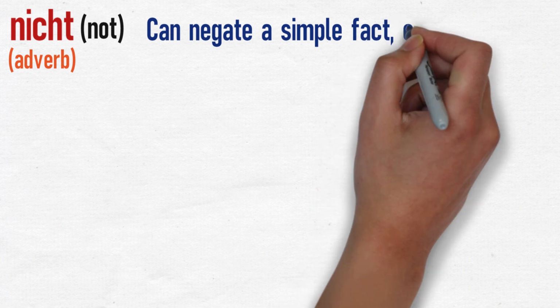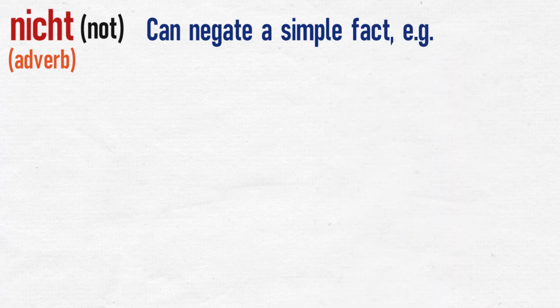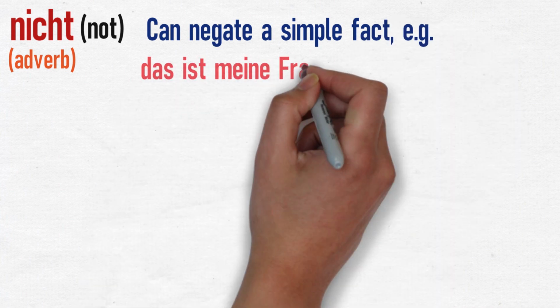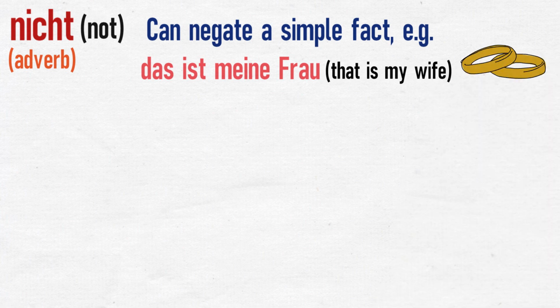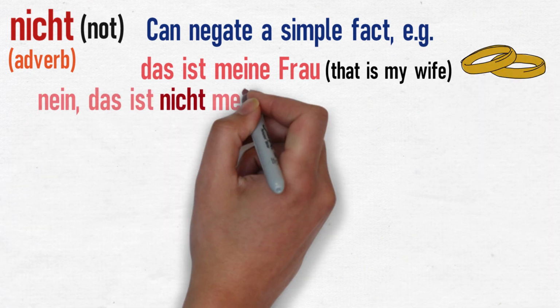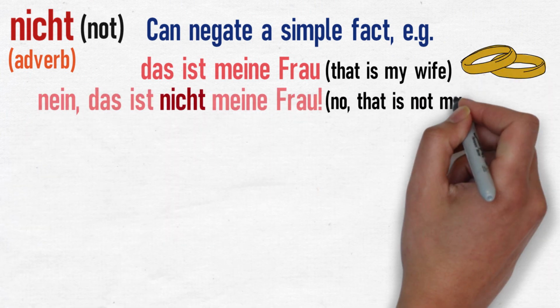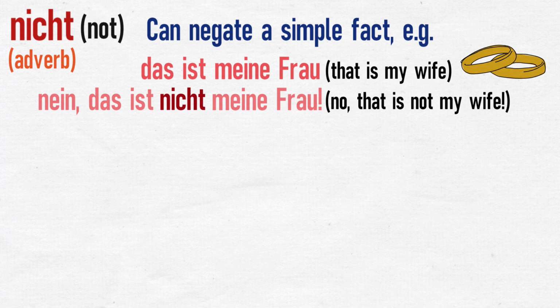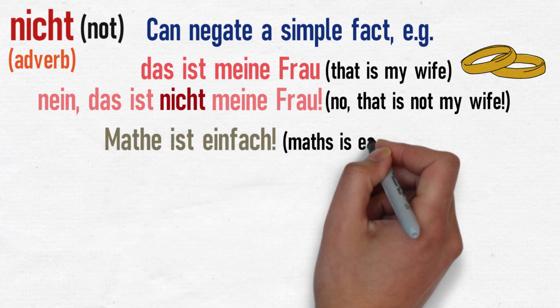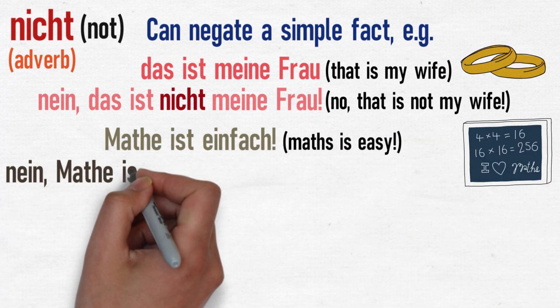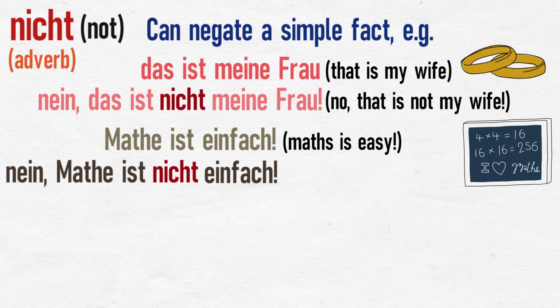Nicht is an adverb, which means it describes a verb, but it can also be used to negate a simple fact, and we'll look at this usage first. Das ist meine Frau. That is my wife. Nein, das ist nicht meine Frau. No, that is not my wife. Mathe ist einfach. Maths is easy. Nein, Mathe ist nicht einfach. No, maths is not easy.